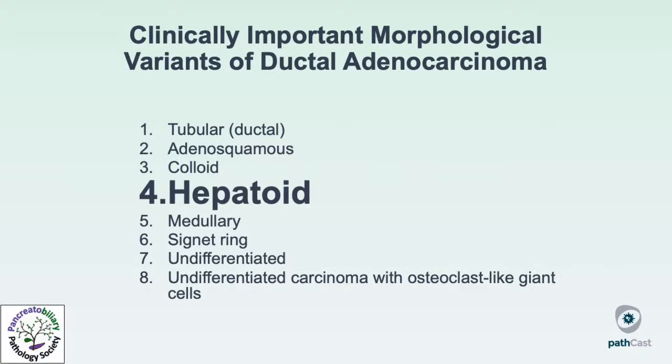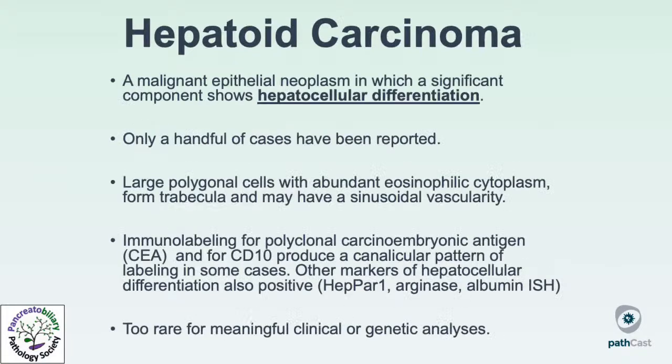So we'll now move on to talk about hepatoid carcinoma. Hepatoid carcinoma is a malignant epithelial neoplasm in which a significant component shows hepatocellular differentiation. These are very rare, with only a handful of cases having been reported. They consist of large polygonal cells with abundant eosinophilic cytoplasm, and they can form trabeculae and may even have sinusoidal vascularity. They immunolabel like a hepatocellular carcinoma, so they can have polyclonal CEA or CD10 in a canalicular pattern.